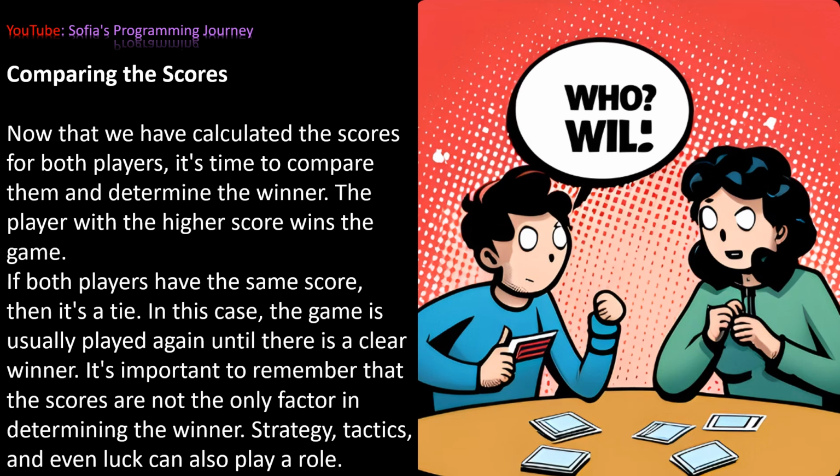Comparing the scores. Now that we have calculated the scores for both players, it's time to compare them and determine the winner. The player with the higher score wins the game. If both players have the same score, then it's a tie. In this case, the game is usually played again until there is a clear winner. It's important to remember that the scores are not the only factor in determining the winner. Strategy, tactics, and even luck can also play a role.